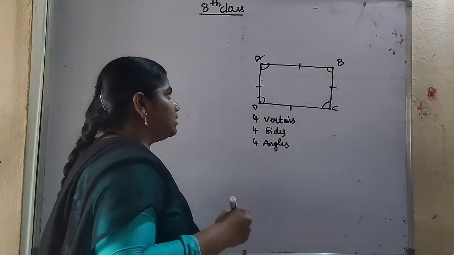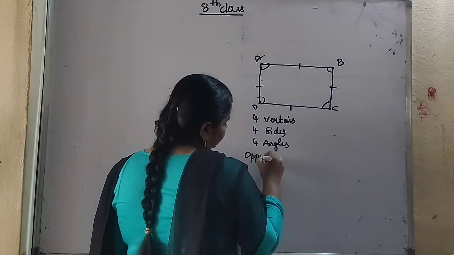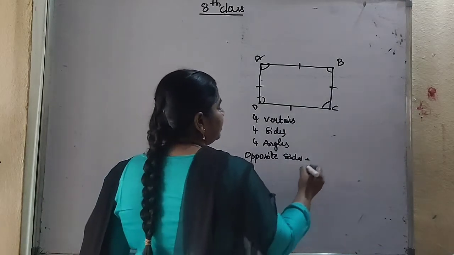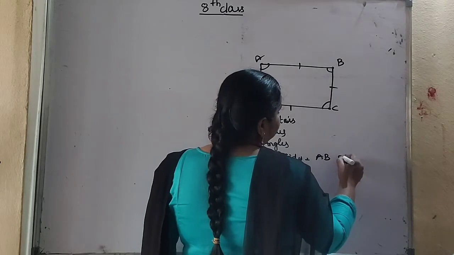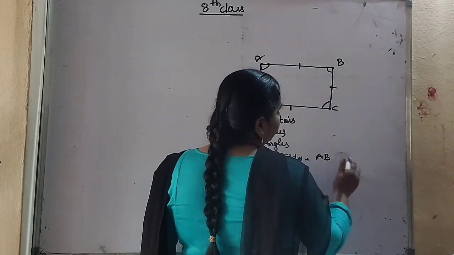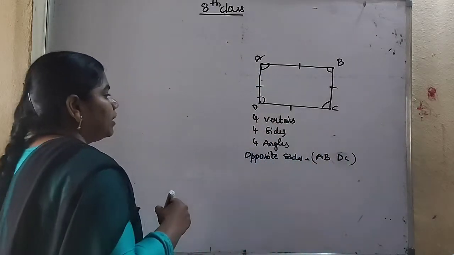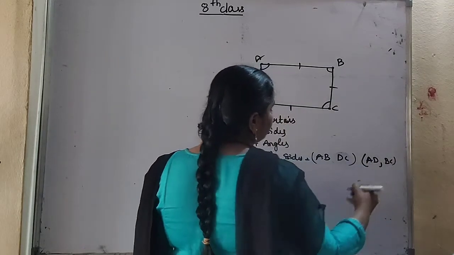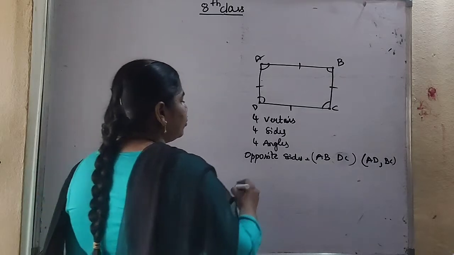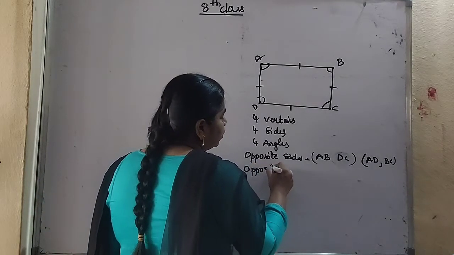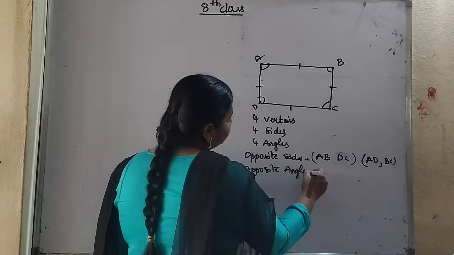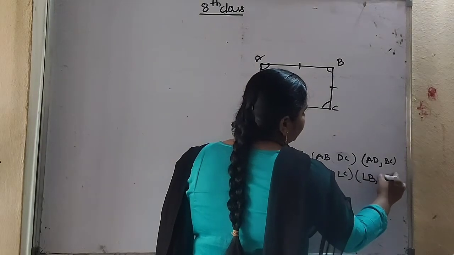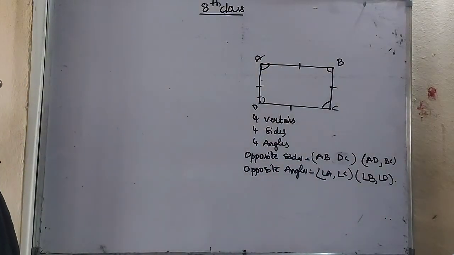And what are the opposite sides here? AB and DC are opposite sides, and we can write another pair as AD is opposite to BC. So these two pairs are opposite sides. Now we have to talk about opposite angles. Angle A is opposite to angle C, and angle B is opposite to angle D. So these are the opposite angles and opposite sides.